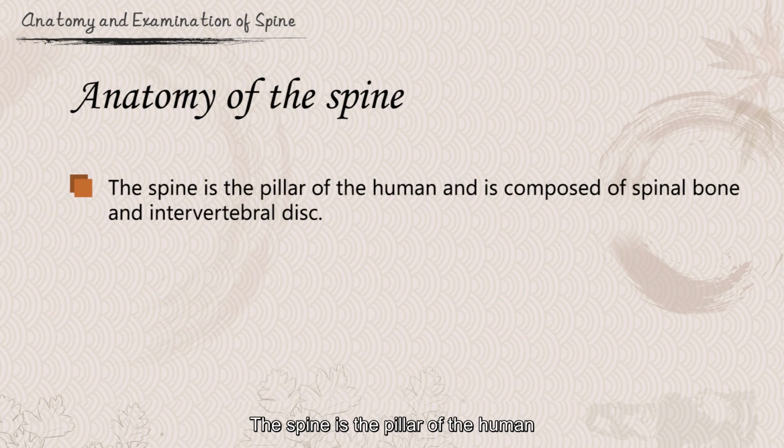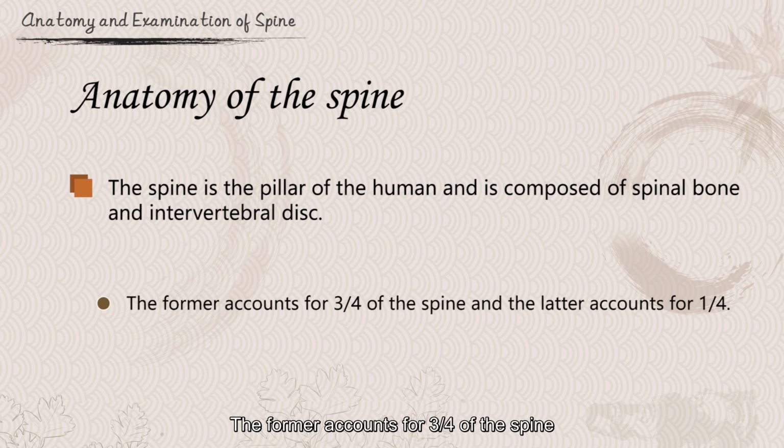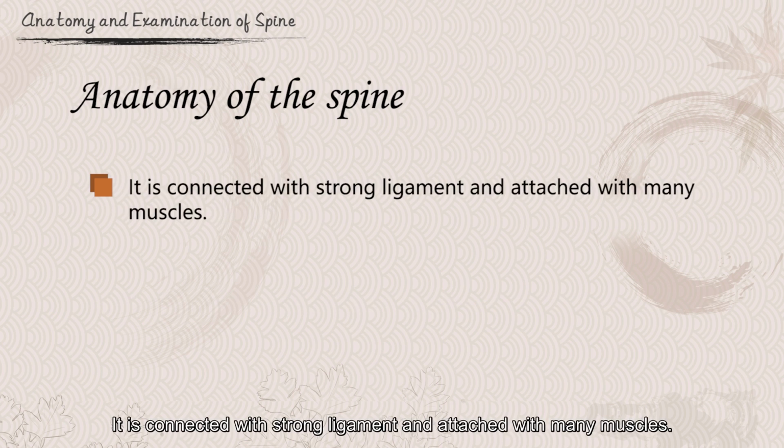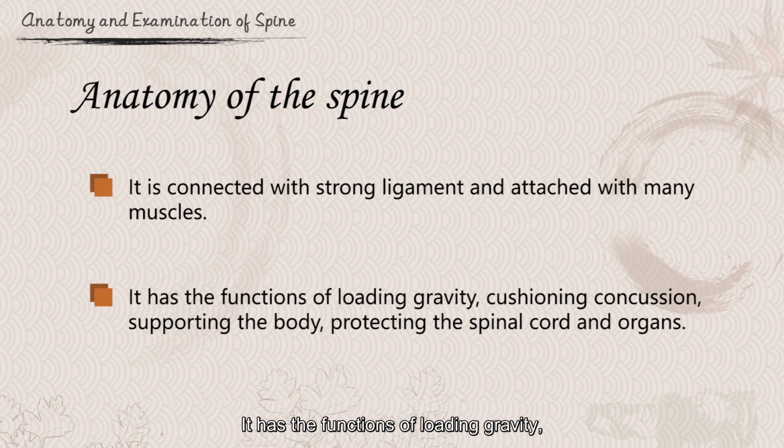The spine is a pillar of the human body and is composed of spine bone and intervertebral disc. The former accounts for 3/4 of the spine and the latter accounts for 1/4. It is connected with strong ligaments and attached with many muscles. It has the functions of loading gravity, cushioning concussion, supporting the body, and protecting the spinal cord and organs.